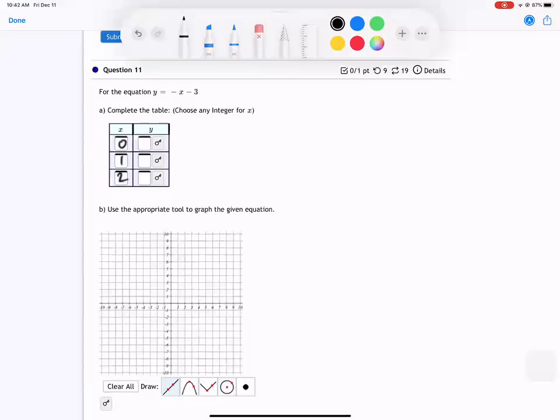So if I plug in 0, y is equal to negative 0 minus 3, which is negative 3. Plug in 1, y is equal to negative 1 minus 3, which equals negative 4. Plug in 2, negative 2 minus 3 is negative 5. So negative 3, negative 4, negative 5. And we're going to graph those points. We only need actually 2 points: 0, negative 3, and 1, negative 4. And we have a line here.